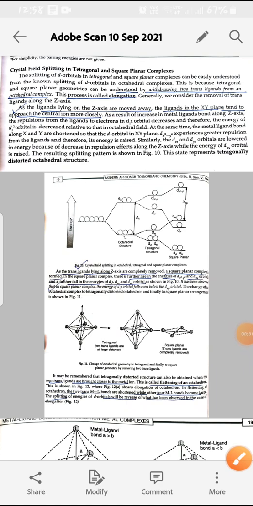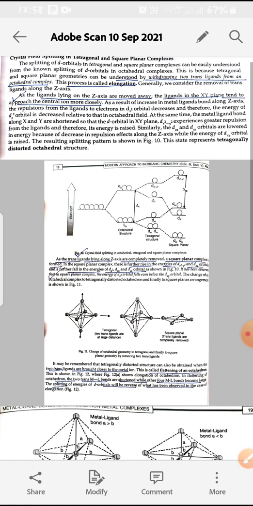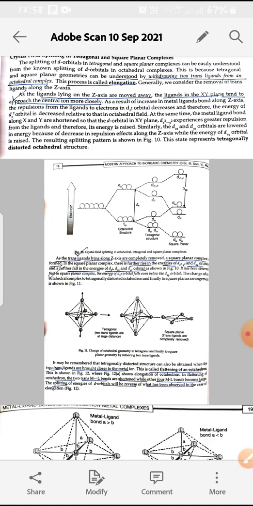Yes, students, the next topic is crystal field splitting in tetragonal and square planar complexes. The splitting of d orbitals in tetragonal and square planar complexes can be explained by the splitting of d orbitals in octahedral complexes. That means we can explain splitting in square planar and tetragonal complexes with the help of octahedral complexes.